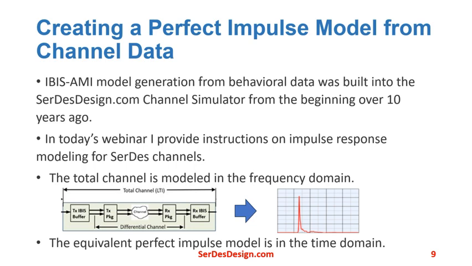The total channel is shown on the left. It includes all the channel content from the transmit IBIS buffer through the receive IBIS buffer. Some of this content might be circuit elements like resistors and capacitors and so forth, and some might be S-parameter files. This total channel is modeled in the frequency domain up to the highest frequency defined in the S-parameter files. The equivalent impulse model for this total channel is in the time domain.